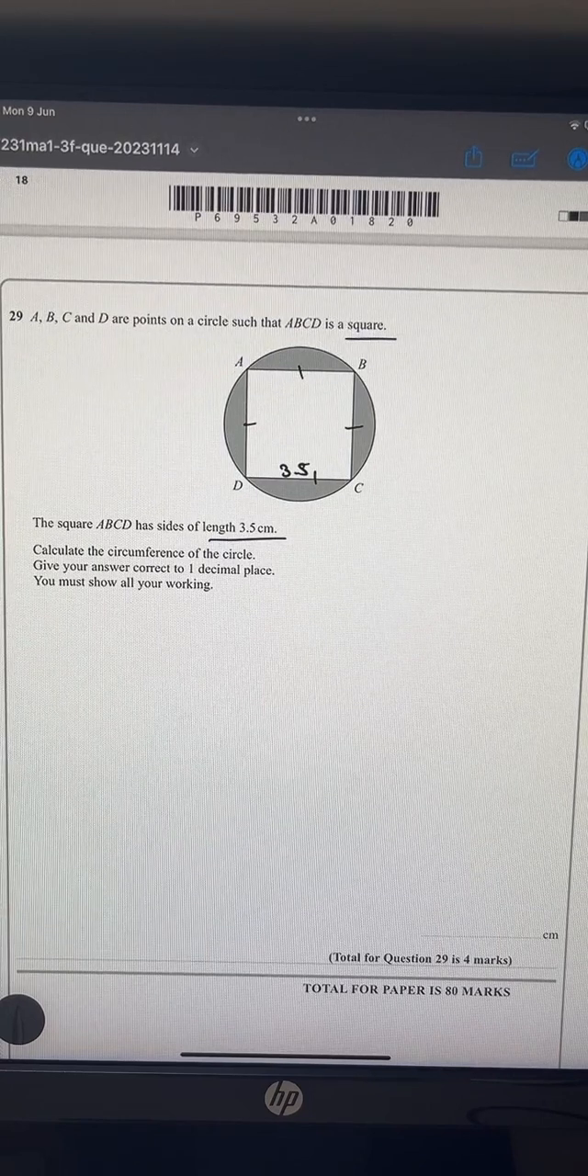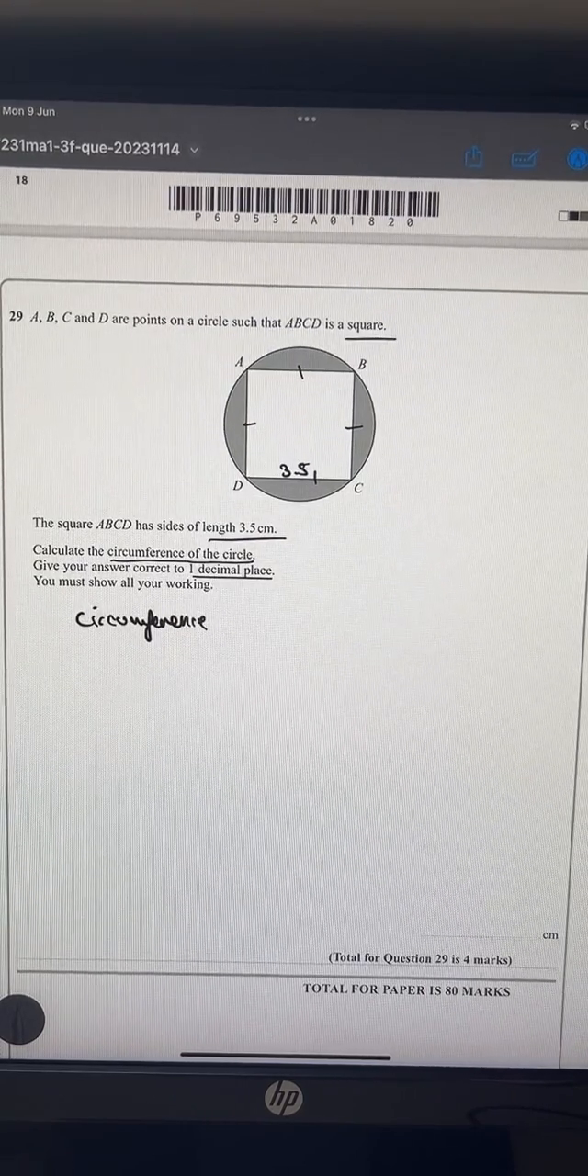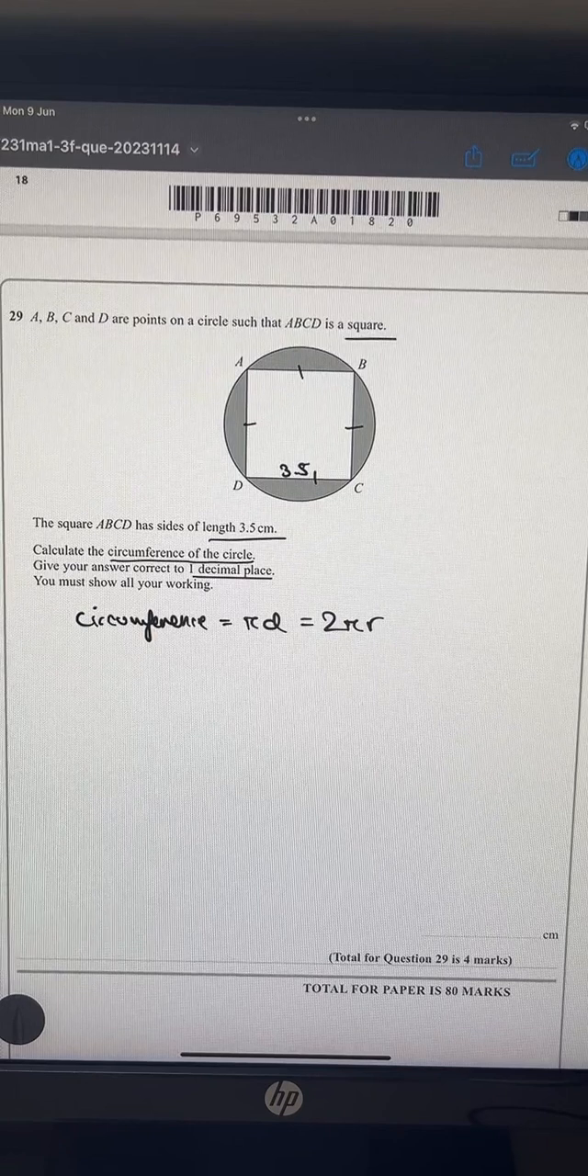So, calculate the circumference of the circle. Give your answer to one decimal place. You must show all your working. So how am I going to find the circumference? Well, let's just state what we know, right? So circumference, just write what you know. If your mind is blanking and you don't know where to start, put what you know. How do I find the circumference? Pi r squared sounds like area to me. If I need the circumference, I just use pi d, or 2 pi r. Either one of these formulas works. So I need to find what 2 pi r is, right?